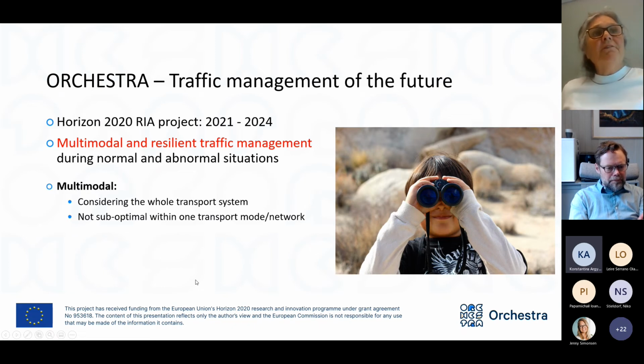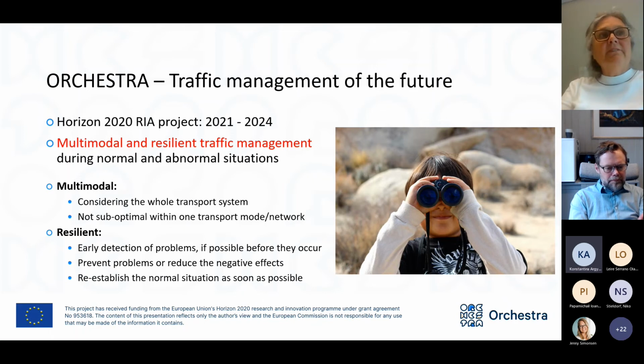And by multimodal, we mean that we consider the whole transport system and how traffic can be managed in a coordinated way in the whole system, and not as today in a suboptimal way within just one mode or just one network. Resilience means that we will detect problems as early as possible, preferably even before they occur. And we will also try to prevent problems and reduce the negative effects of the problems. And after the problems, we will try to re-establish the normal situation as soon as possible.